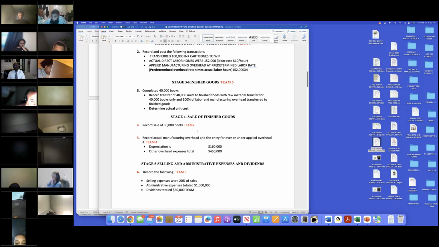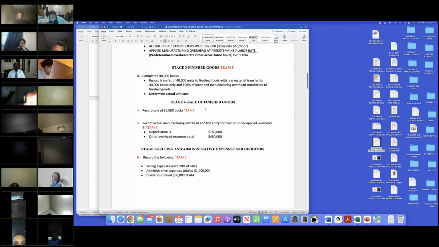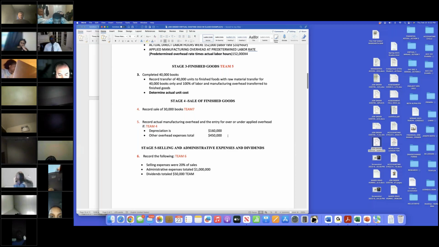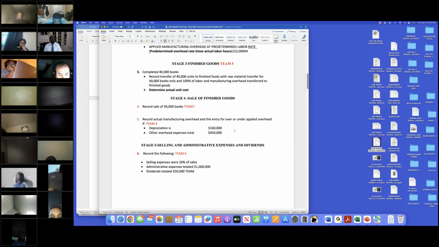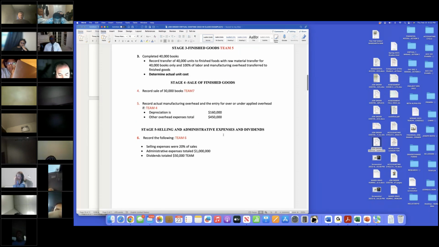So team five is going to come up with the actual unit cost. We estimated that unit cost earlier, but now we got to go with the actual numbers based on the actual cost. Team four, you got to record the actual manufacturing overhead, and any amount that's over or under plan, you got to work with that. So this is team four. Team six, you're recording the selling and administrative expenses and paying the dividends.